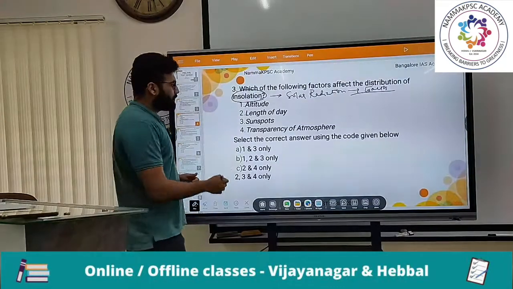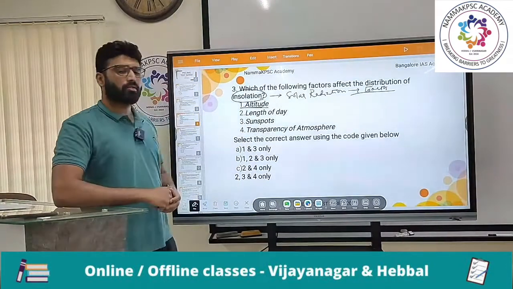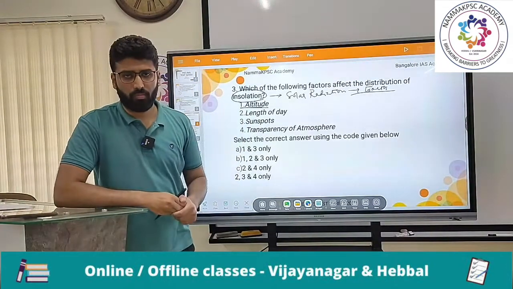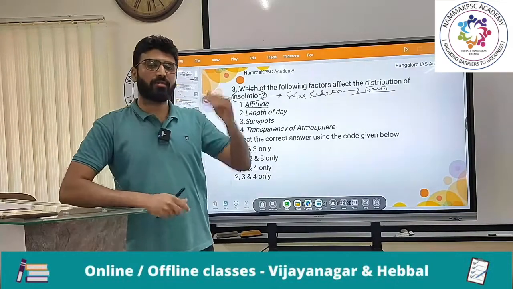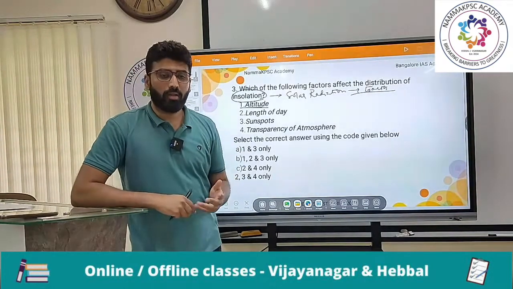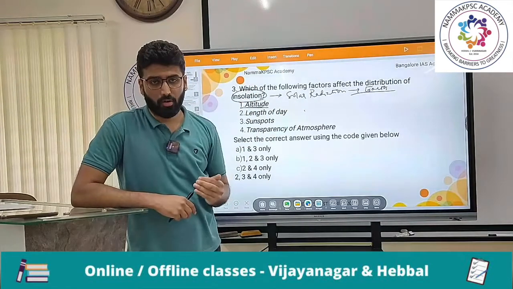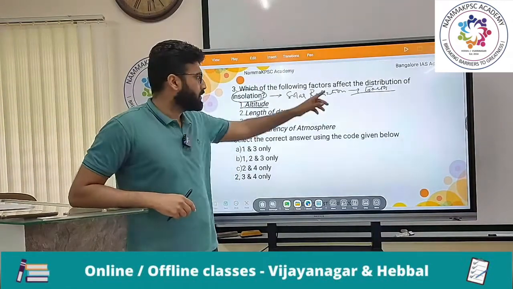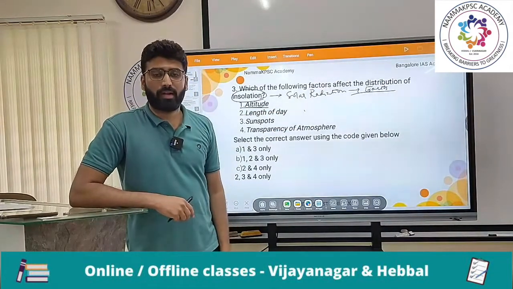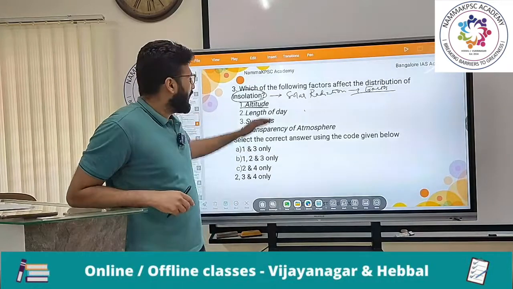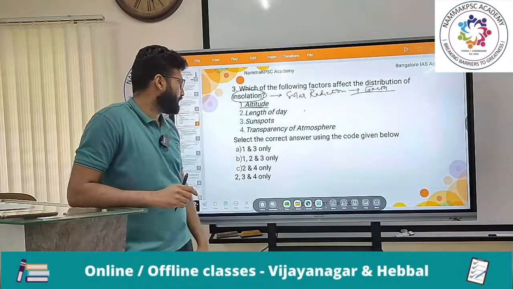So the first statement is altitude. Does altitude determine the amount of insolation that we receive? No. With altitude, temperature drops. At hill stations, it is cooler. Why is it cooler? Because of the lapse rate. With increase in altitude, the temperature drops. And it is not because we have reduced incoming solar radiation with increasing altitude. So altitude does not determine the distribution of insolation.